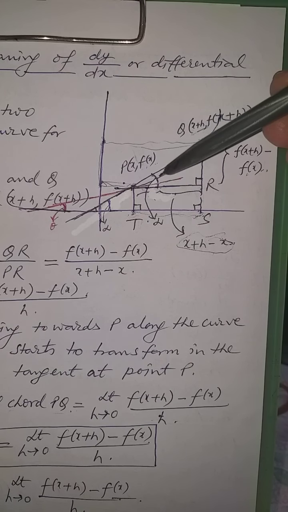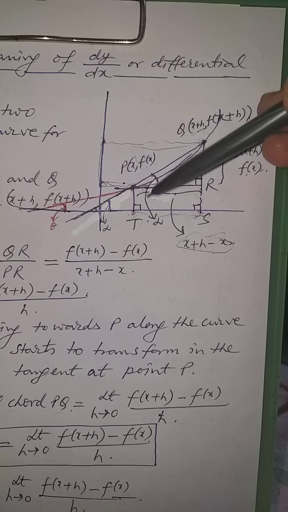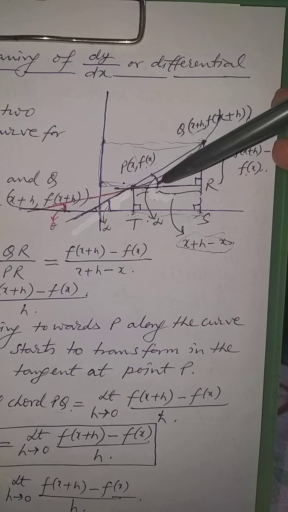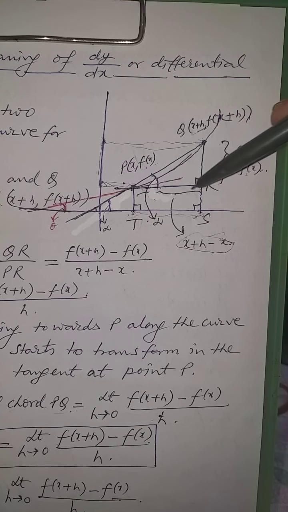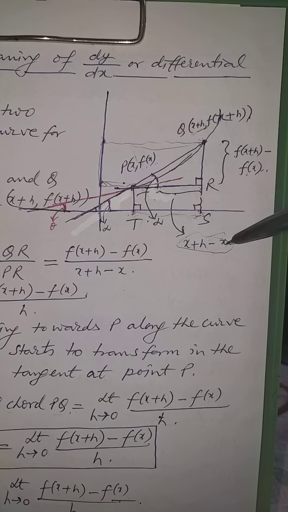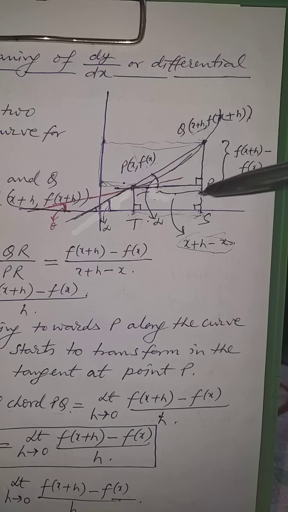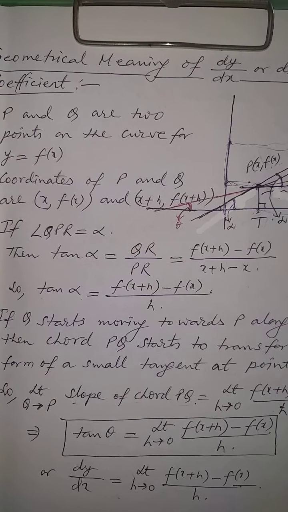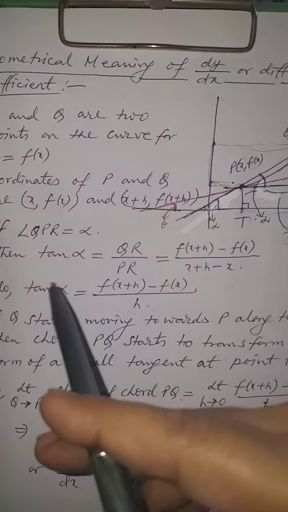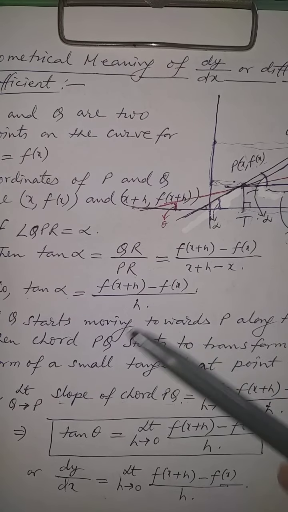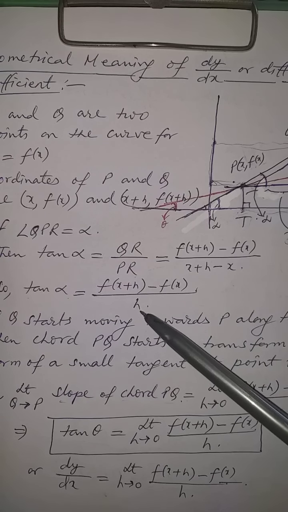Now if this angle is alpha, you can see I have written alpha over here, then tan alpha is equal to perpendicular by base, and the perpendicular is f(x plus h) minus f(x), and the base we have calculated as x plus h minus x, so it becomes only h. Now the calculation part is shown over here. You can see I have written tan alpha is equal to QR by PR. After calculation it comes out f(x plus h) minus f(x) divided by h.